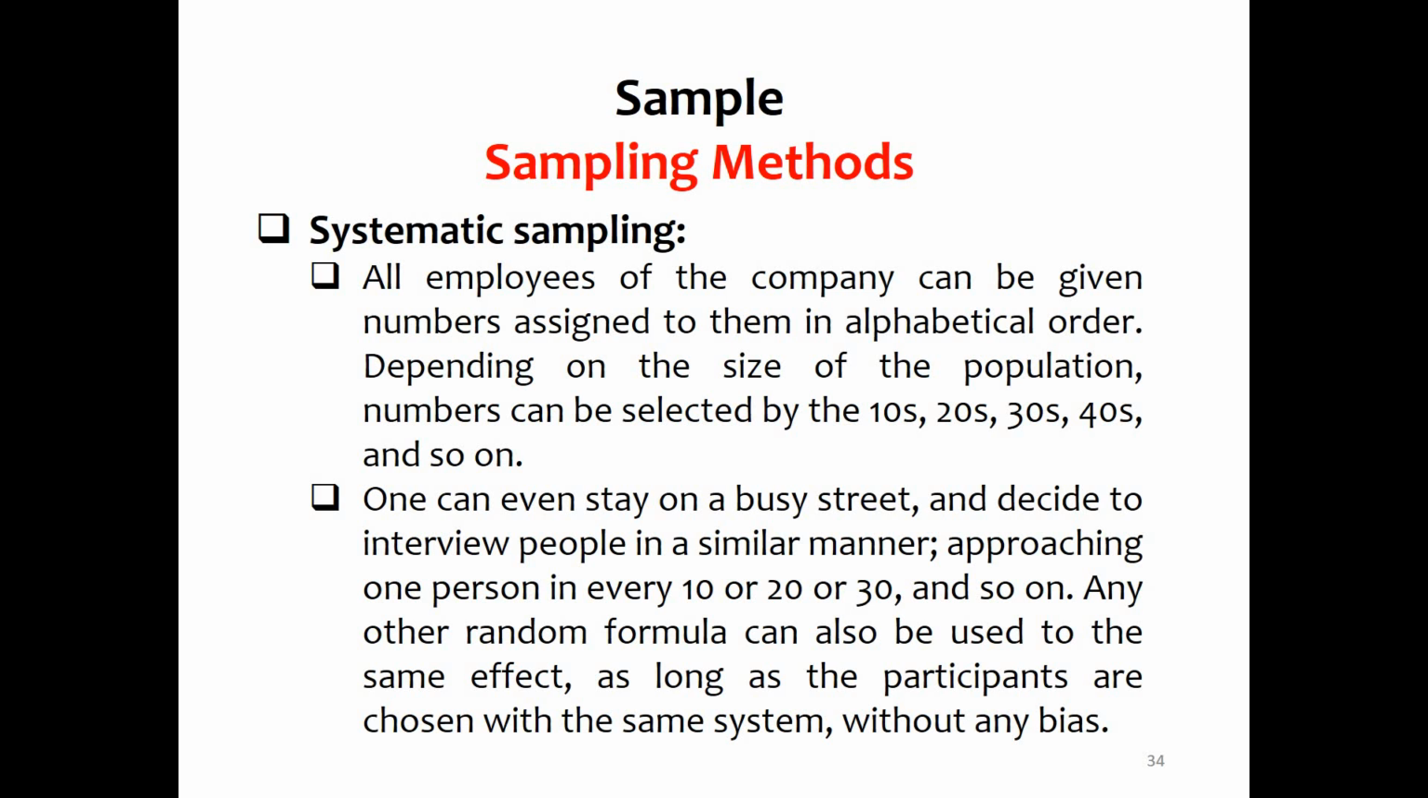In a practical situation, one can even stay on a busy street and decide to interview people in a similar manner, approaching one person in every 10 or 20 or 30, and so on. Any other random formula can also be used to the same effect, as long as the participants are chosen with the same system, without any bias.